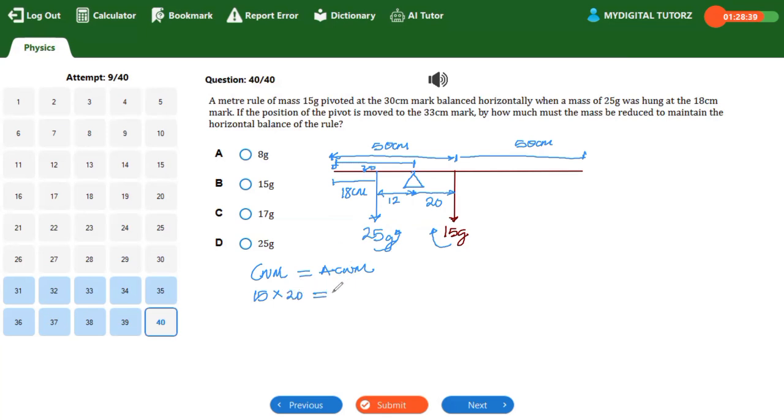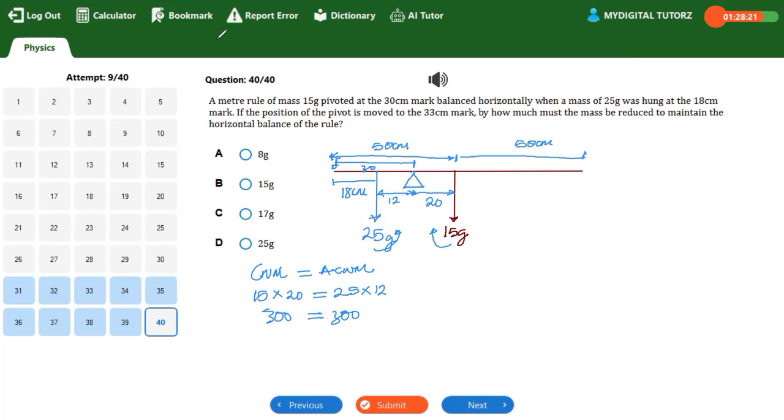The anti-clockwise, 25 multiplied by what? 12. So that will be 15 multiplied by 20 is 300. So here also is 300. So according to what they say, it balances horizontally. Now, this is where the main question is.